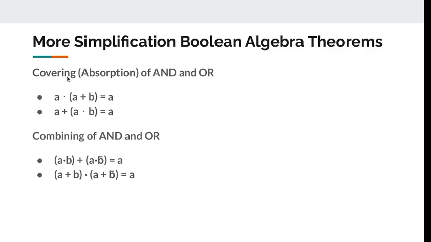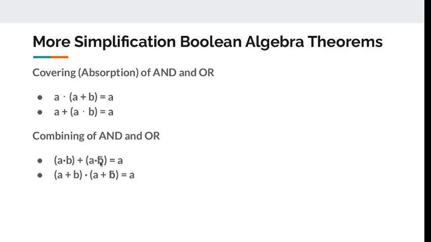We have the covering, which in some places you can see called absorption of AND/OR. So A and (A or B) is equal to A. That's really useful, because you can see that we are removing two operations and one input. And again, we have the duality here: A or (A and B) is equal to A as well. And another one is the combining. It's kind of an absorption as well; I think I've seen this called an absorption. And we have A and B, or A or B.